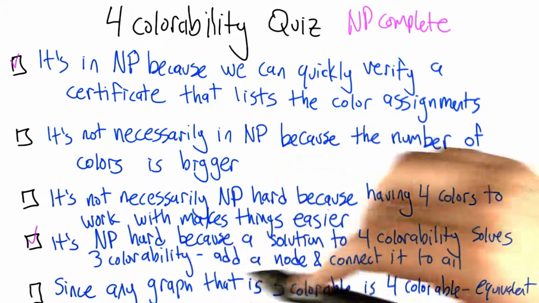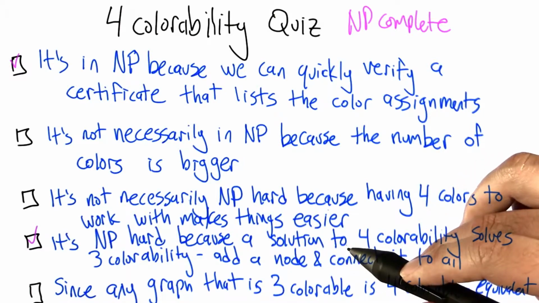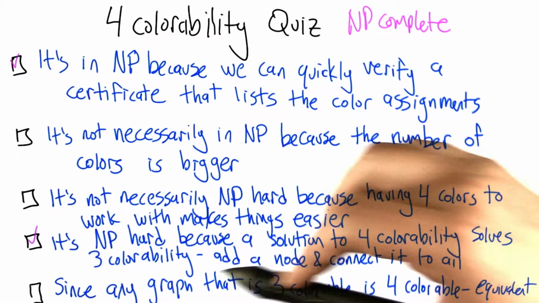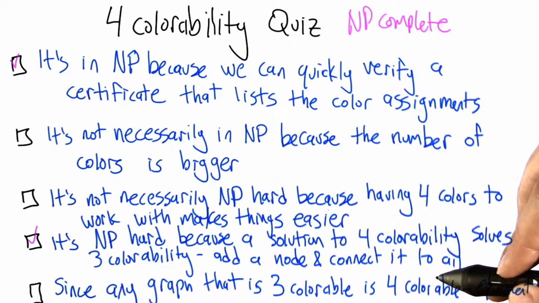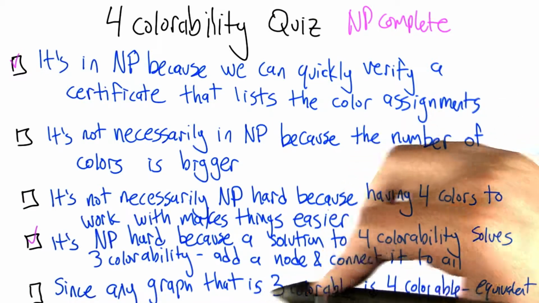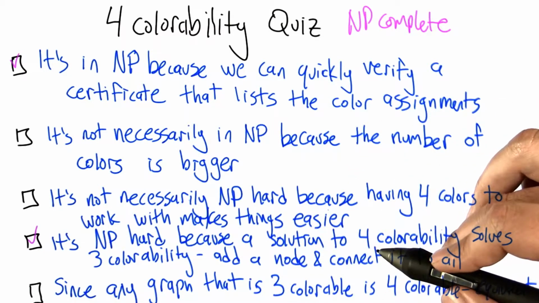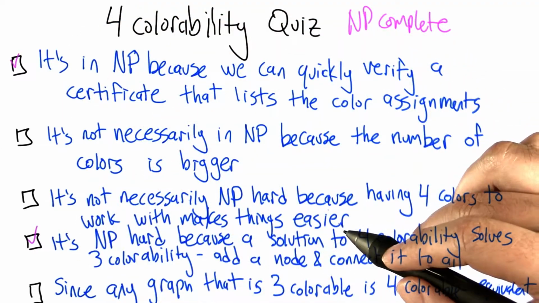So we've actually solved 3 colorability, and that's why knowing that 3 colorability is NP hard tells us 4 colorability is NP hard. And no, since any graph that is 3 colorable is 4 colorable, that's true. That doesn't make them equivalent because it would also have to go the other way. Every 4 colorable graph would also have to be 3 colorable, and that's just not true. So this is actually the proof that 4 colorability is NP complete.